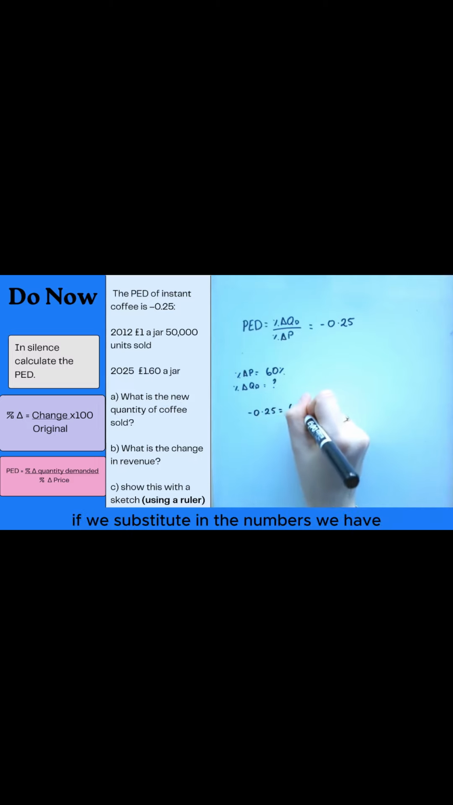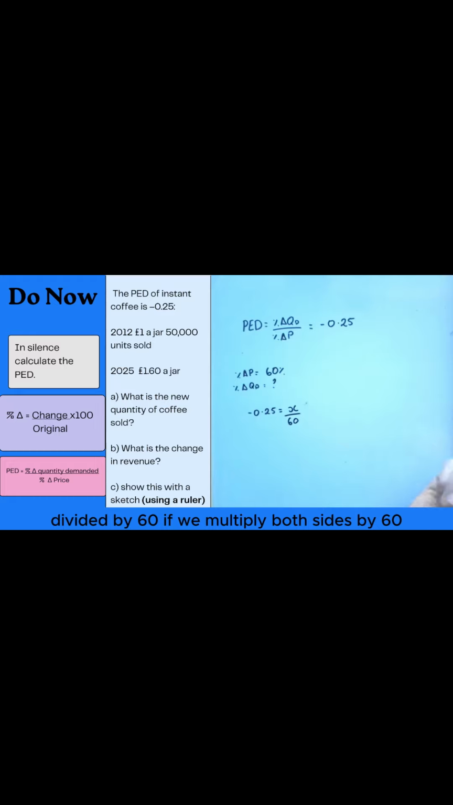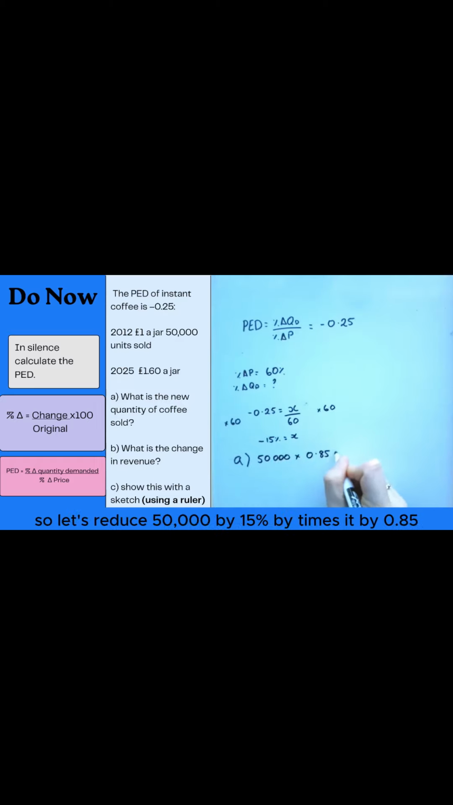If we substitute in the numbers we have, -0.25 is equal to an unknown value we'll call x divided by 60. If we multiply both sides by 60, a quarter of 60 is going to be 15. So we know that the change in quantity demanded was a fall of 15%. So question A asks, what is the new quantity of coffee sold? Let's reduce 50,000 by 15% by multiplying it by 0.85, and we get 42,500 units sold.